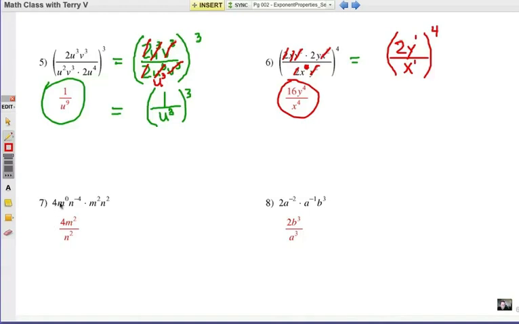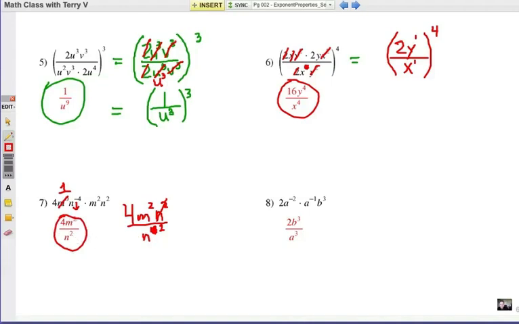Number 7, this m to the 0 is going to be 1, so we can pretty much ignore that. And this n to the 4th is going to drop down to the denominator of a fraction, and everything else is going to be kept on the top. So we're still going to have the 4m squared n squared, and we have the n to the 4th in the denominator. And notice how if we do some canceling here, that will give me an n squared in the denominator, and that's my final answer there.